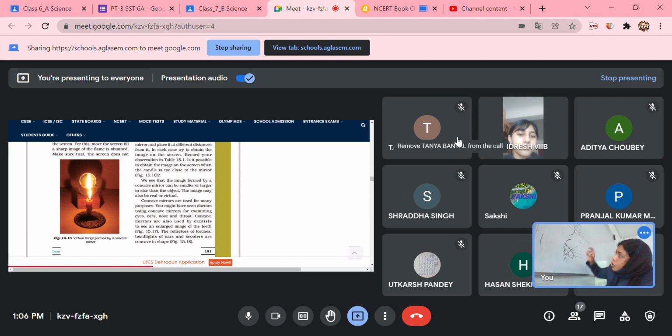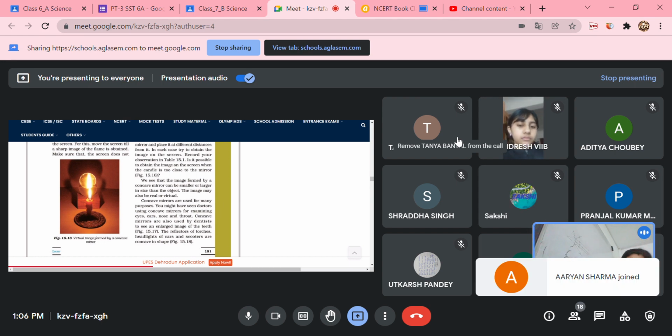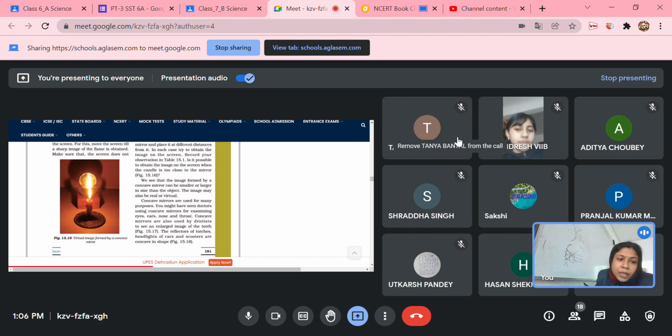Am I clear? So when the rays after reflection actually converge at a point, we will get a real image and we can have it on a screen. And if the rays of light after reflection diverge, they will never meet. If we extend those reflected rays backward, we are able to have a virtual image, which cannot be had on a screen. Am I clear? Yes, ma'am.